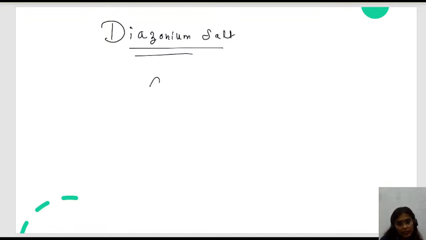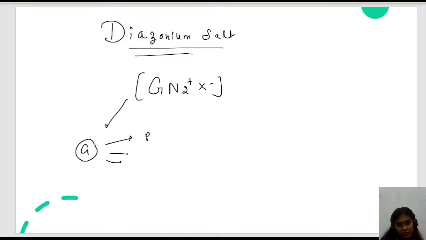The general form looks like G with N2, where the N2 is positively charged, and an X negative. This is the diazonium salt. It can be aliphatic or aromatic. The G can be any group, maybe Ph, maybe CH3, or maybe C2H5. Any group can be there.